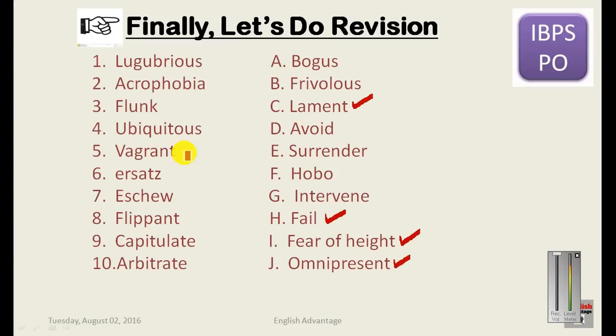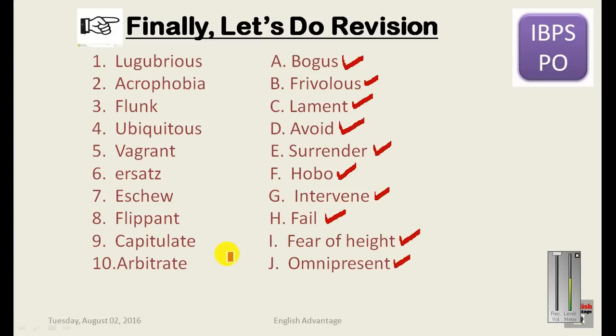Okay. Vagrant means someone who keeps roaming. So you can say homeless person, or hobo will be the corresponding equivalent. Irsaz means something that is not genuine, or you can say bogus or phony. Askew means to escape something or avoid something. Avoid. Flippant means frivolous or silly. Okay. Capitulate means to surrender. This is different from recapitulate. Arbitrate means to intervene. Okay.